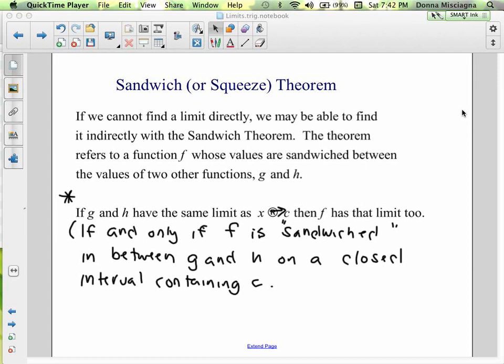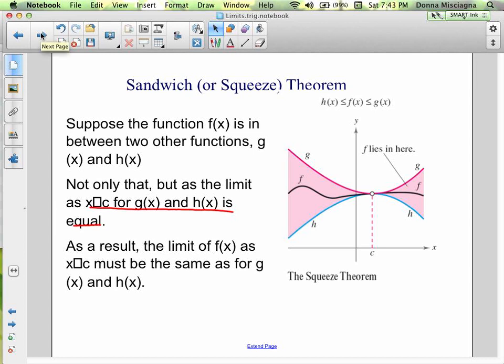And the two functions this function is sandwiched in between have the same limit at some point c, then our function has to have that limit as well. Right? So it has some requirements, but if the requirements are met, we can find our limit indirectly using two other functions. So let's take a look at what it looks like visually.